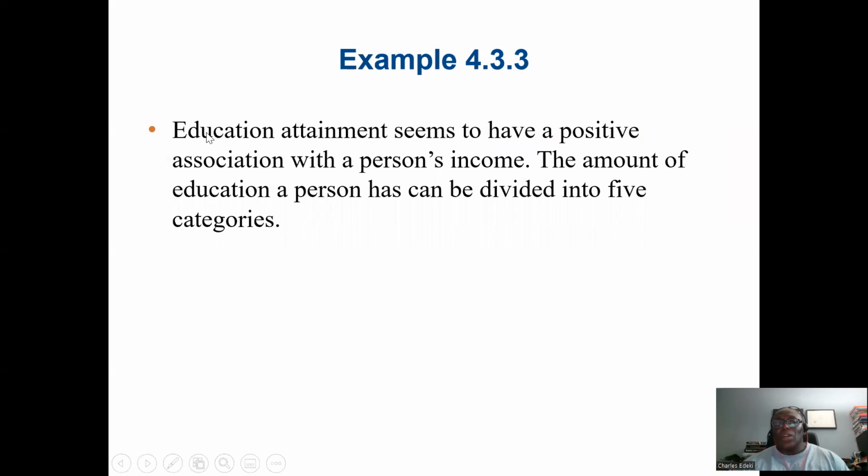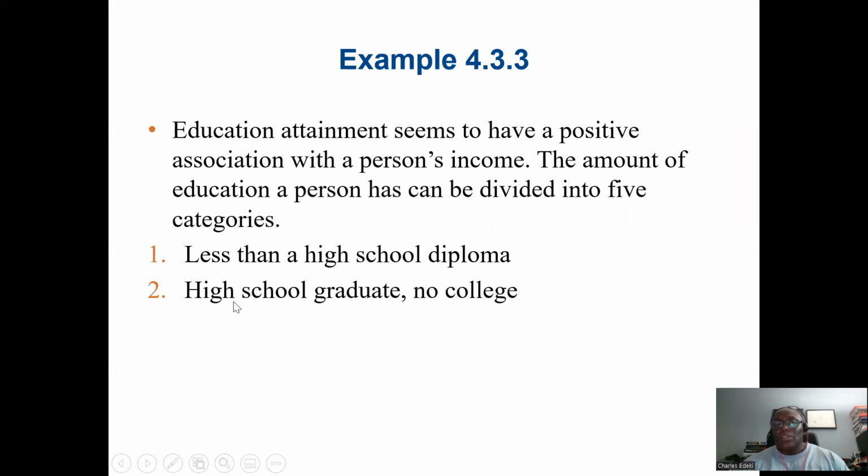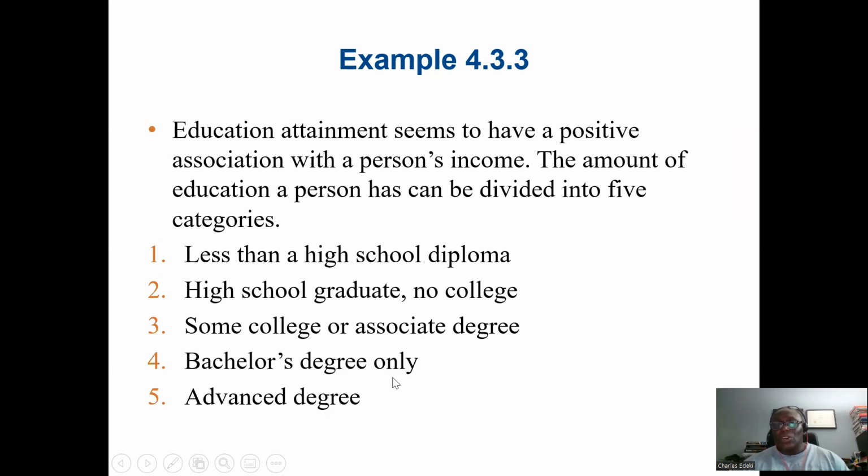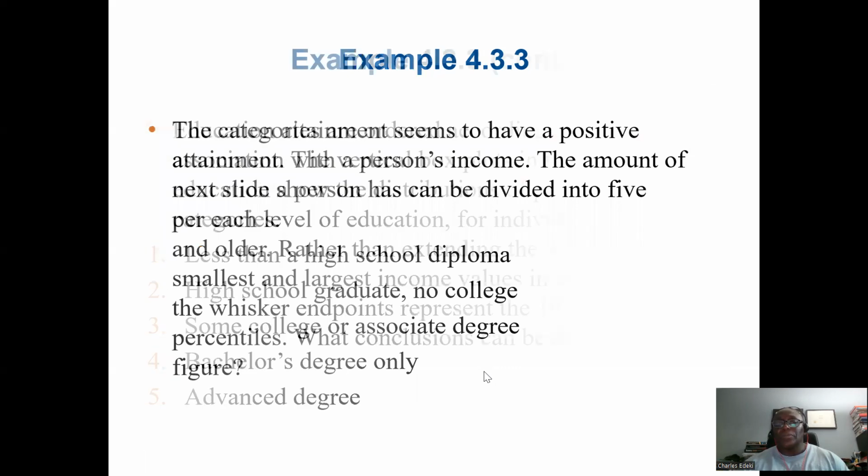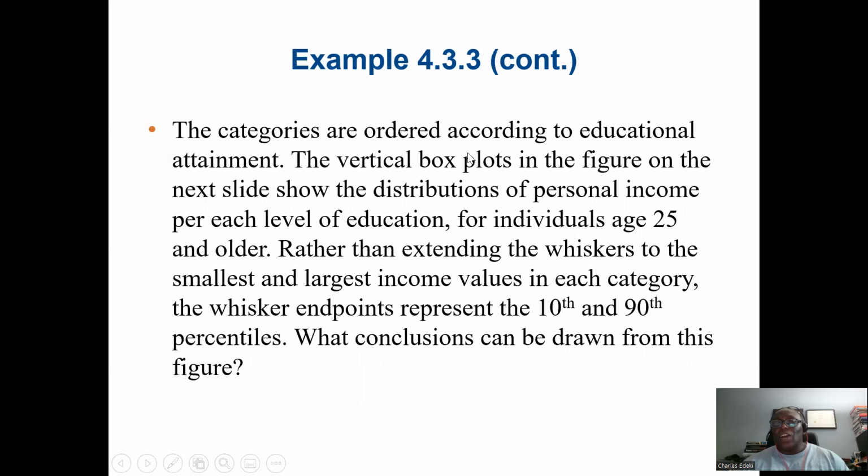So let's see an example now. Here we say educational attainment seems to have a positive association with a person's income. The amount of education a person has can be divided into 5 categories: either less than a high school diploma, high school graduate with no college, some college or associate degree, then bachelor's degree, or advanced degree. So, 5 categories. Now the categories are ordered according to educational attainment.